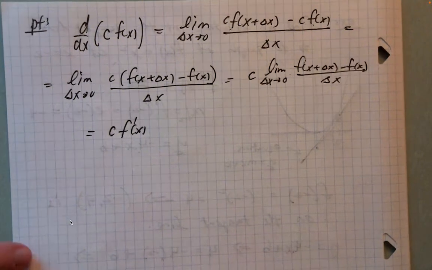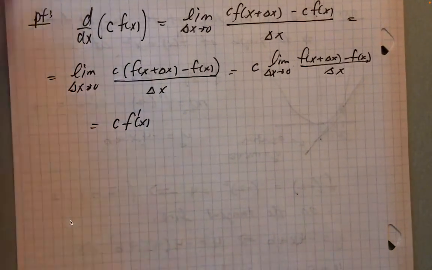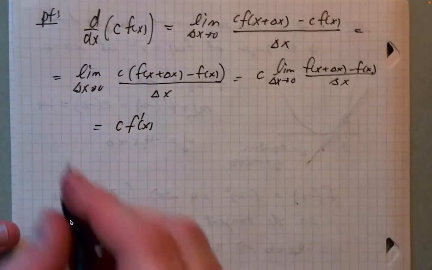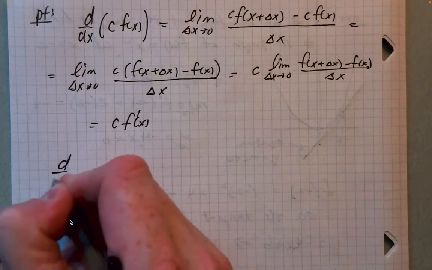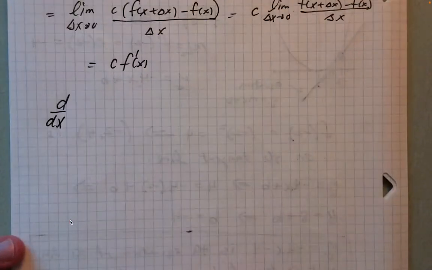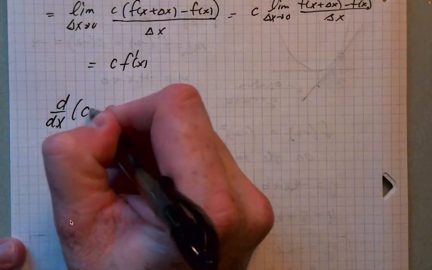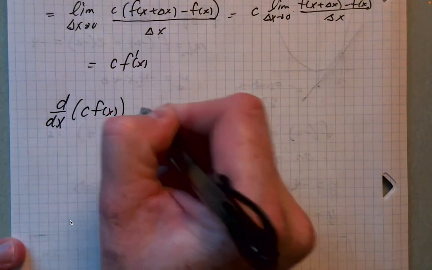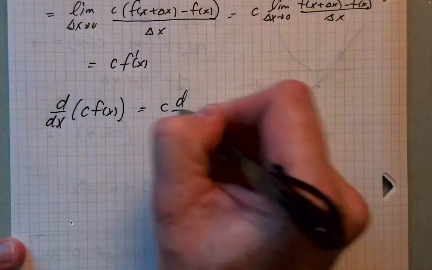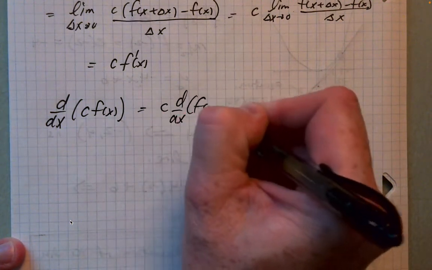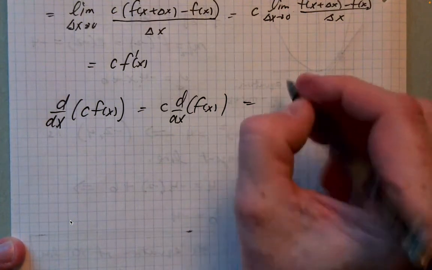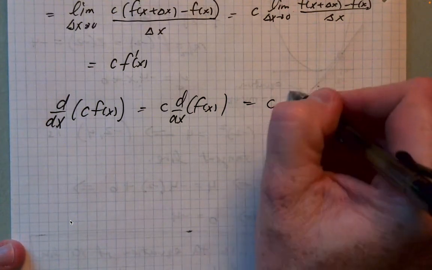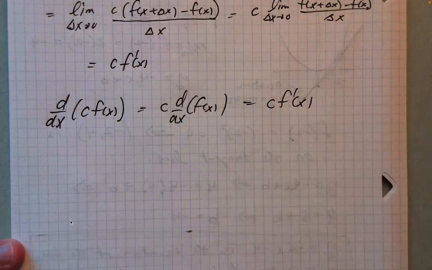So I already said this, but I'll write it down again. The way of thinking about this is that you can factor constants out of a derivative before you calculate the derivative. All right. So if I go like this, that's equal to c times d dx of f of x. Sometimes that's helpful to do. Sometimes it's not. And so that's the case.